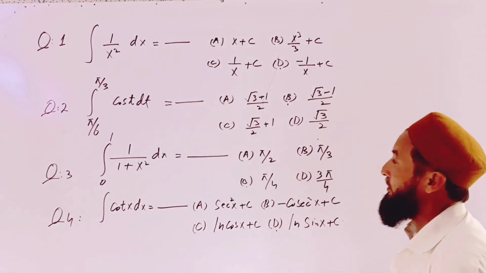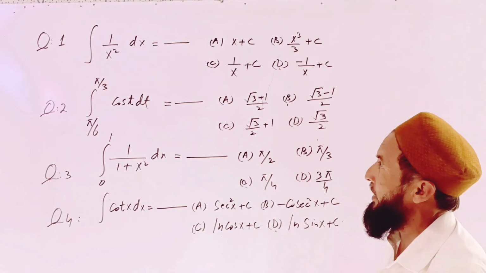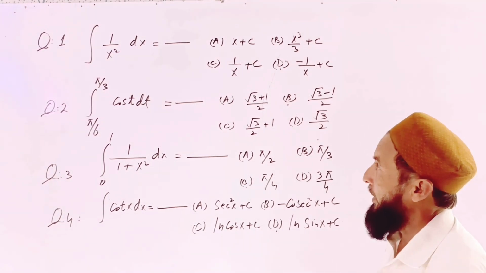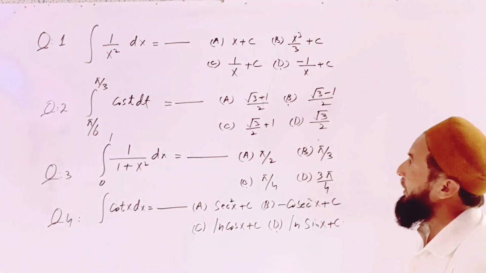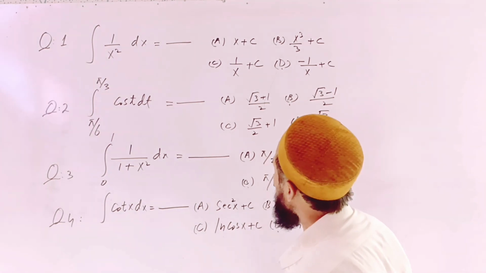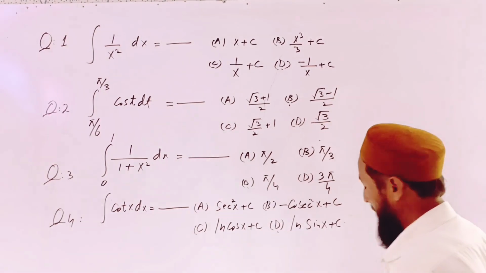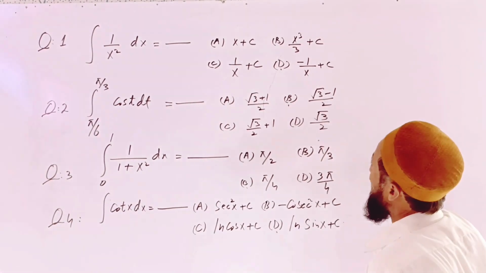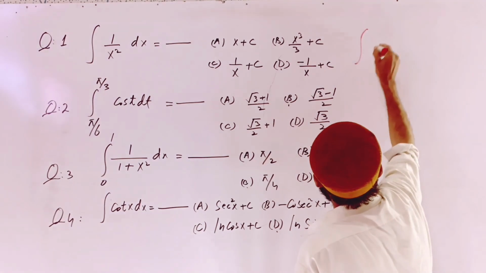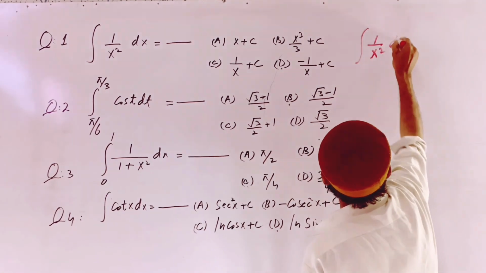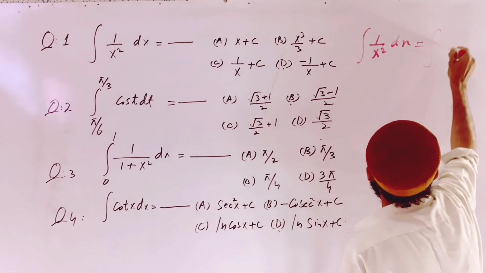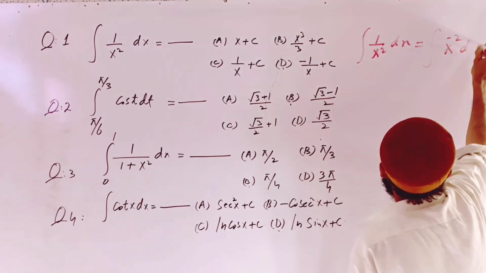Number first, in the chapter on integrations, we integrate 1 by x square dx. How do we calculate this? First of all, we simplify. Look here, we can write 1 by x square dx as equal to the integration of x power minus 2 dx.